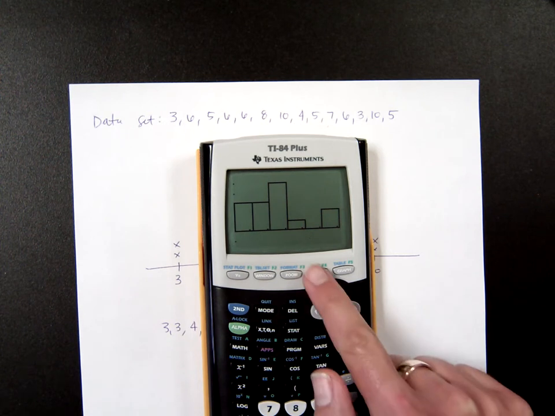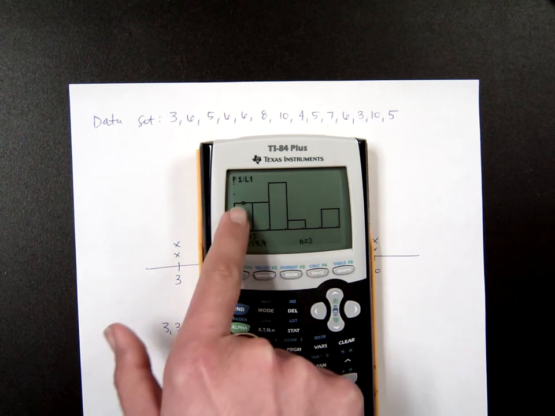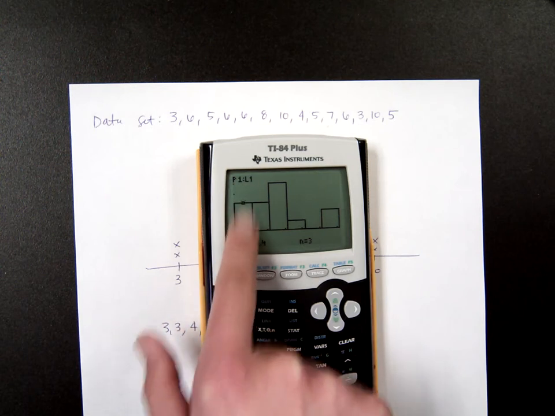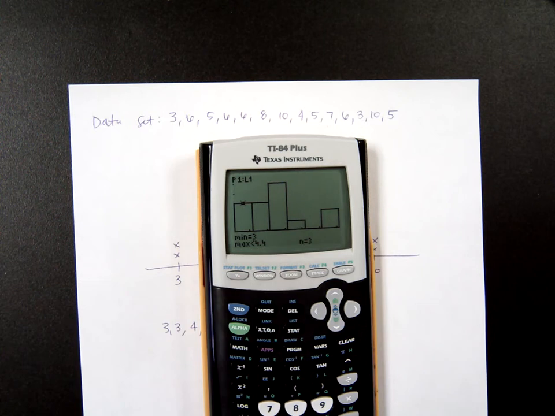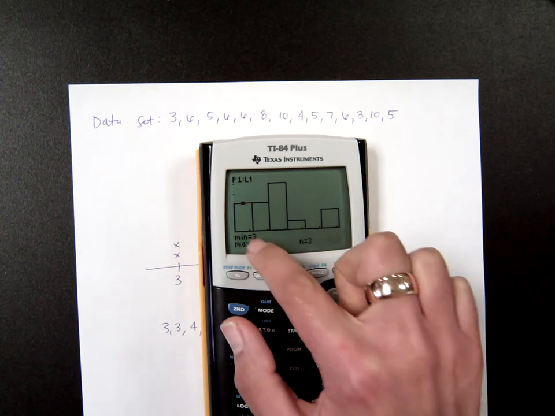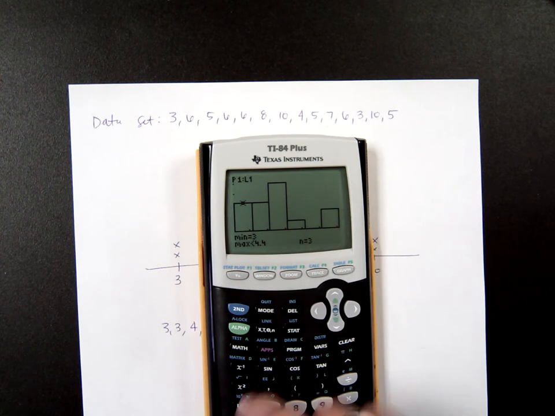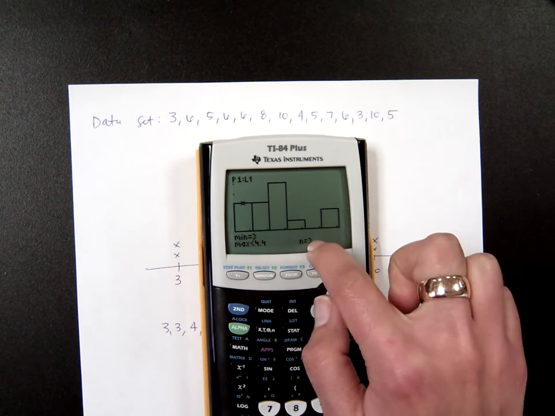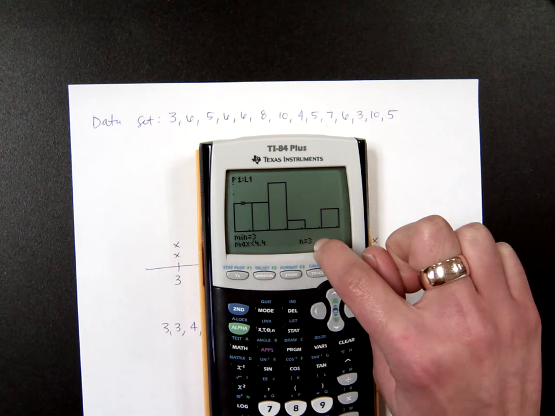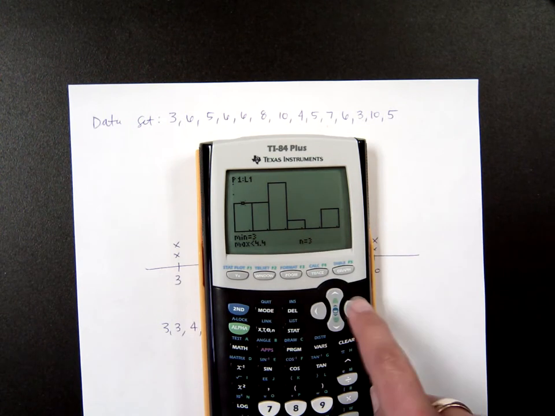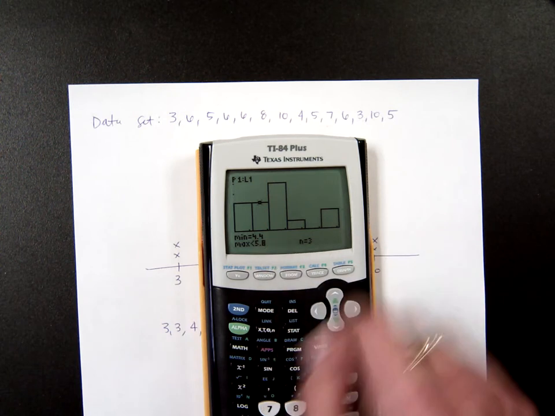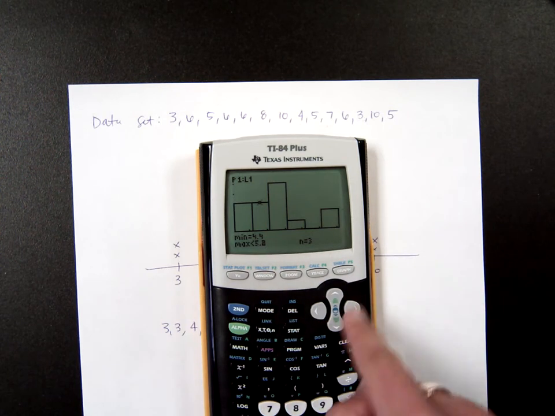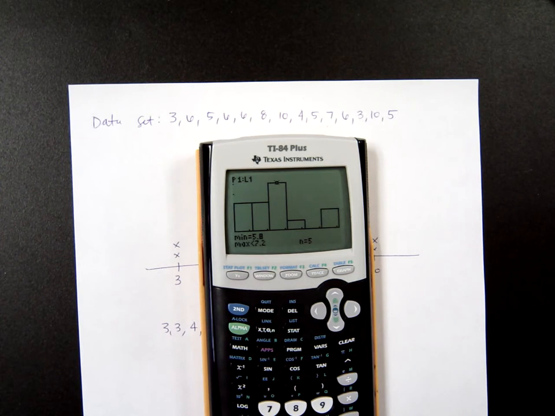If you hit trace, it'll tell you what your bin size is here. So this one goes from 3, and the bin sizes are kind of weird on the calculator sometimes, but this goes from 3 to 4.4, and so there's 3 numbers. That's what that little N means. There's 3 numbers in that bar, the histogram. Then I can scroll over. That goes from 4.4 to 5.8. There's 3 of those. So on and so forth.